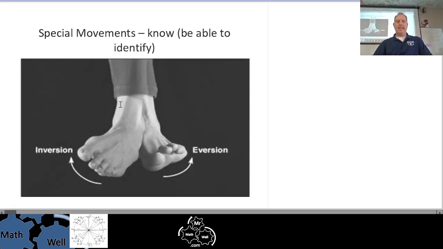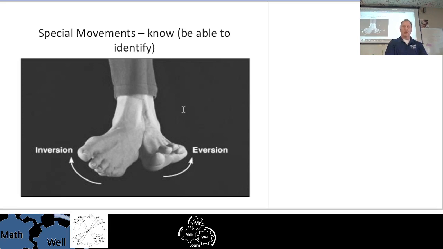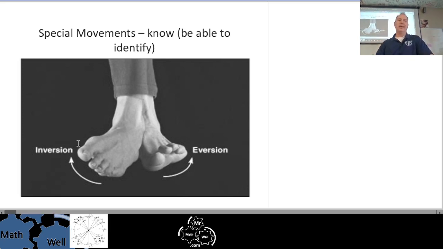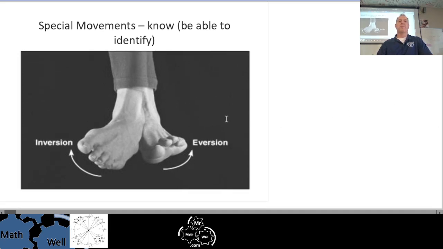All right, what's next? Your feet. If you move your ankle so your big toe comes in towards your midline, that's an inversion, going in towards the midline, and eversion is going out. I think we talked about these words in previous units, but inversion, eversion, got it?